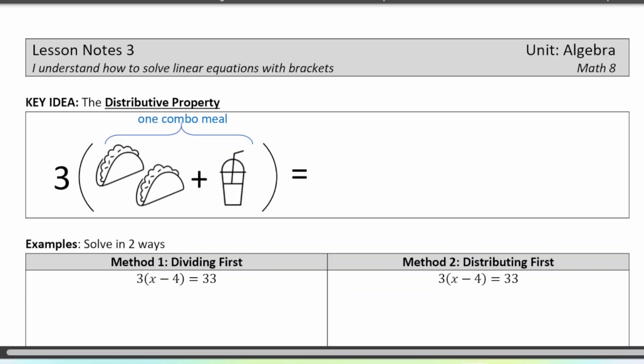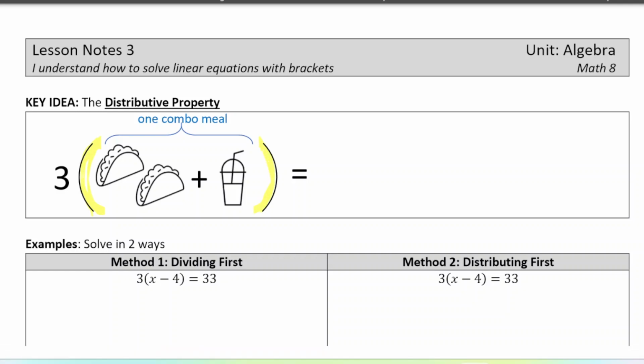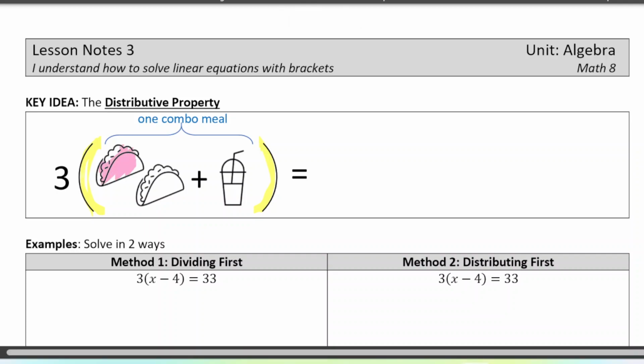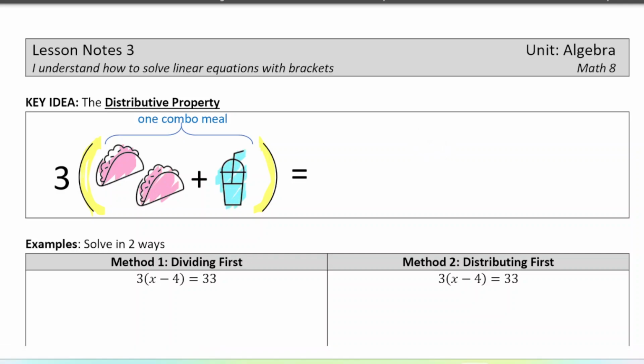So brackets group items. If you go out for dinner somewhere, especially to a fast food restaurant, oftentimes you'll see a combo meal. So let's say we go out for tacos, and the combo meal comes with 2 tacos and a drink. Let's say we buy 3 of these combo meals. Well, how many of each item will we get?